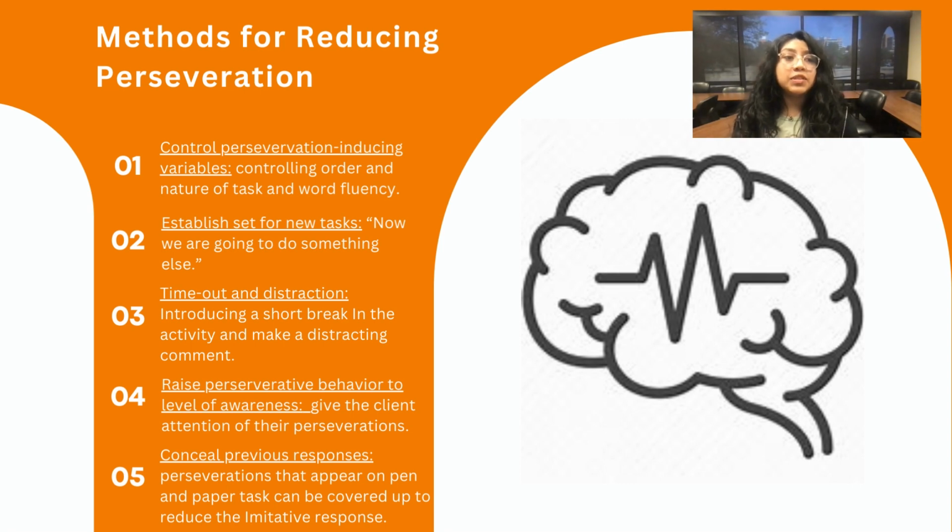There are 5 methods for reducing perseveration. Number 1 is control perseveration-inducing variables. This can be done by controlling order and nature of task and word frequency. Number 2 is establish set for new task. This can be done by saying, now we're going to do something else. Number 3 is timeout and distraction. Introduce a short break in the activity or make a distracting comment. Number 4 is raise perseveration behavior to level of awareness. Give the client awareness of their perseveration. And number 5 is conceal previous response. Perseverations that appear on pen and paper tasks can be covered up to reduce the imitative response.